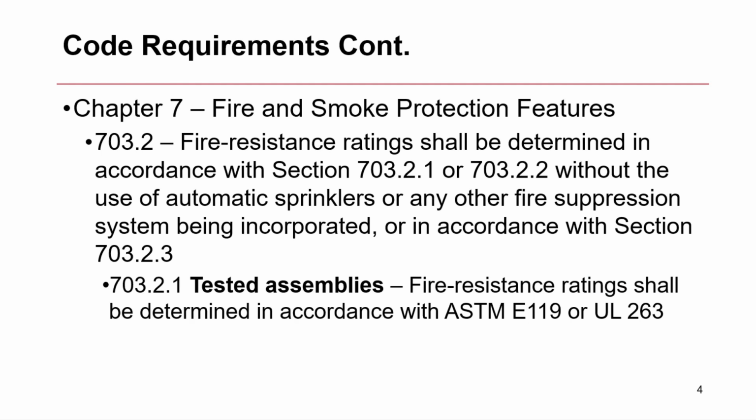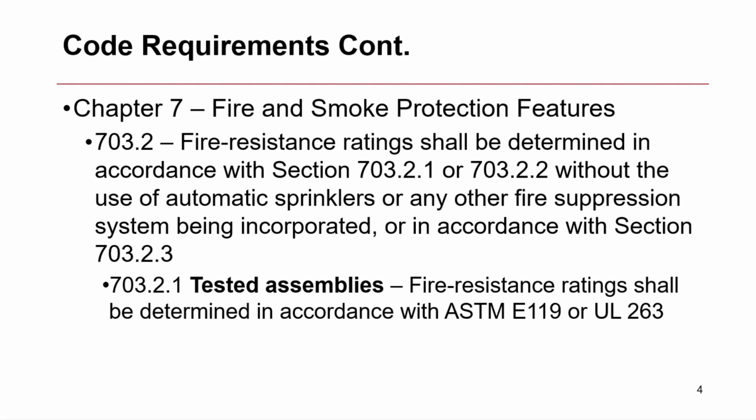Assuming you already know the required fire resistance rating, Chapter 7 of the IBC provides further details on how those ratings are determined. I call this the nuts and bolts chapter relating to fire resistant construction. Some of the key points include the following. First, fire resistance ratings shall be determined in accordance with Section 703.2.1 or 703.2.2 without the use of automatic sprinklers or any other fire suppression system being incorporated, or in accordance with Section 703.2.3.